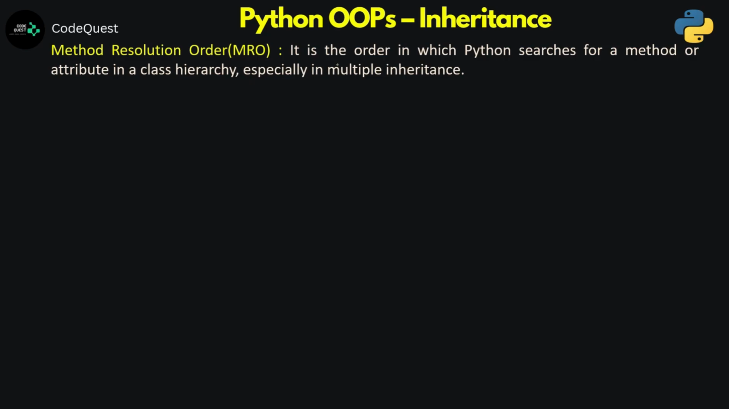So, like I said, it is nothing but the order in which Python is going to search for a method or an attribute, maybe a variable also, in the class hierarchy. And very specifically, if it is multiple inheritance, then it is going to search in the order in which the base classes have been written or defined while creating a child class.